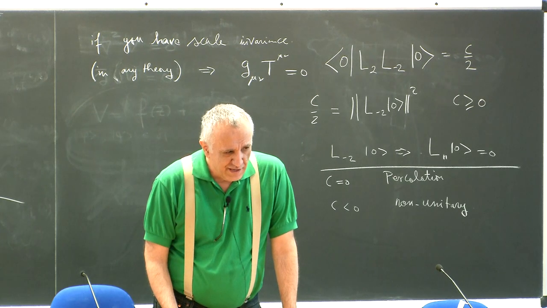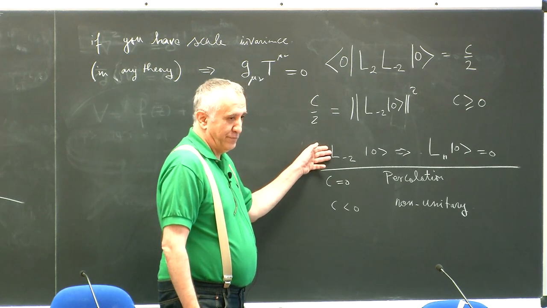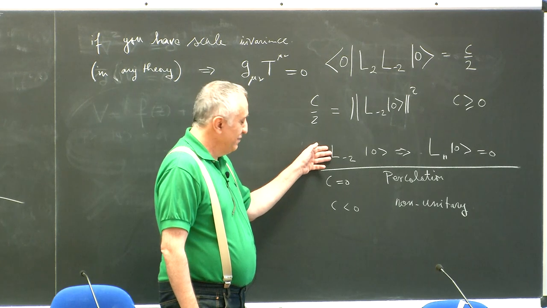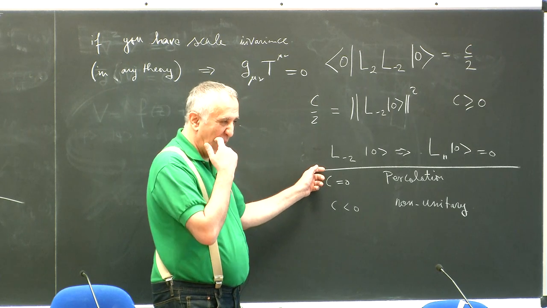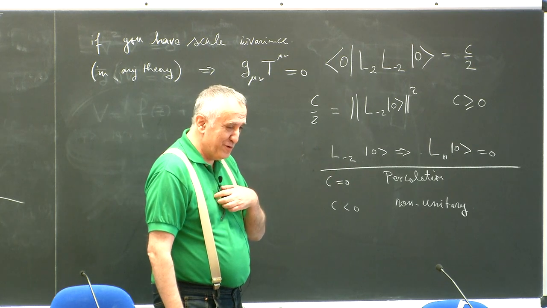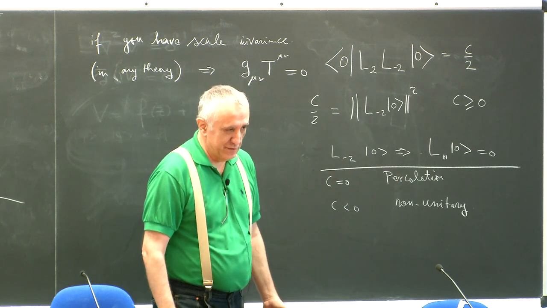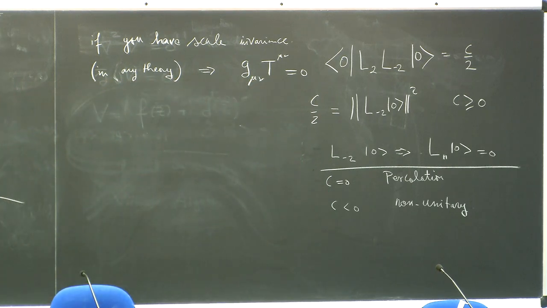Again, please. If the theory has the central charge equals zero, it's non-unitary? No, it is null. And if it's not null? If it is not null, it's non-unitary. So percolation is non-unitary? Yes. Percolation is not non-unitary. My conformal field to explain percolation is non-unitary.